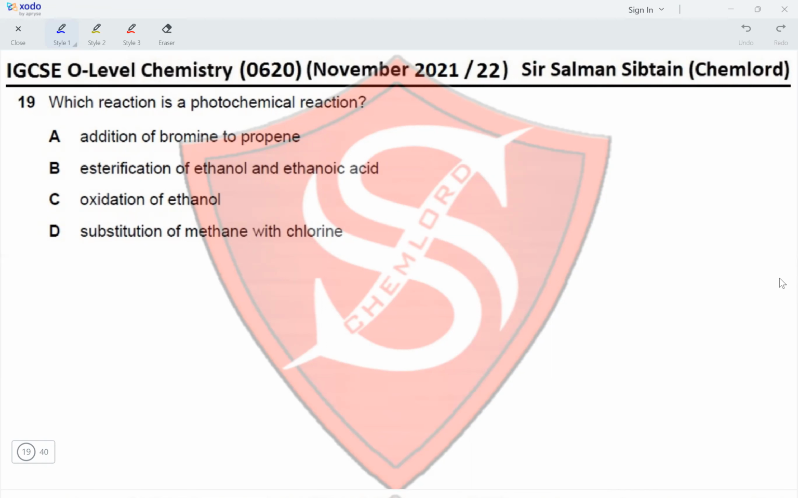Oxidation of ethanol. Oxidation of ethanol does not require light as well. And substitution of methane with chlorine. Yes, substitution reactions of alkanes with halogens require the presence of sunlight or more specifically UV light. So this is what is known as a photochemical reaction. So this makes option D the correct option for this question.